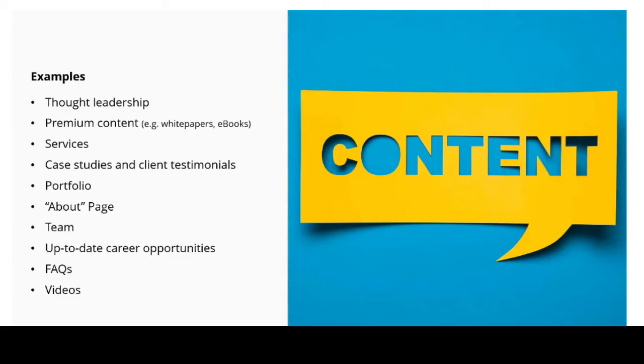FAQs go without saying. You can start by aggregating the queries that you have received, or researching the common questions asked if you're just starting out. And videos, these are the most popular format on the internet right now. You can create videos for almost anything: a tour of your office, meeting your team, a day in the life, behind the scenes, client testimonials, new product updates, and much, much more.